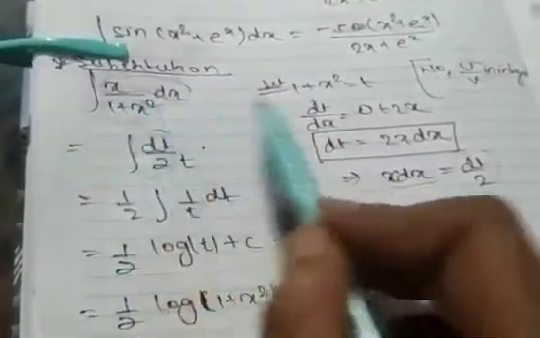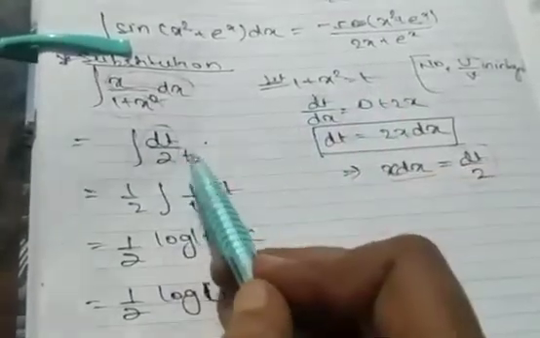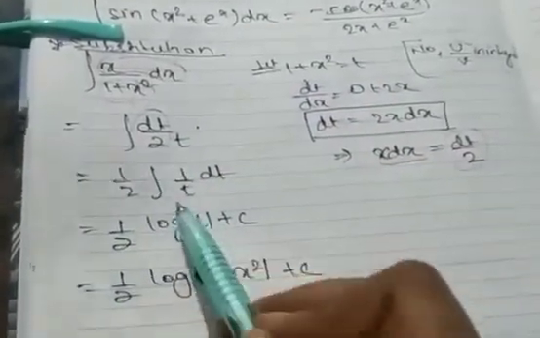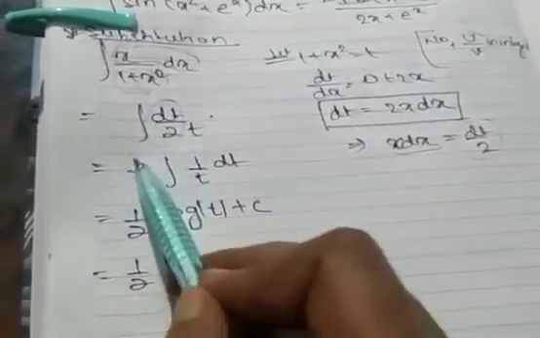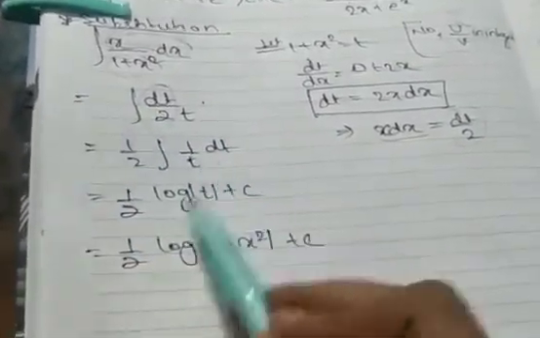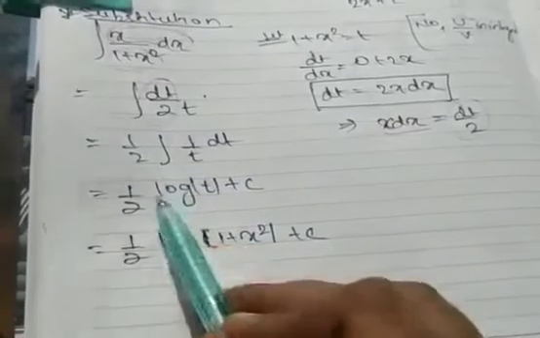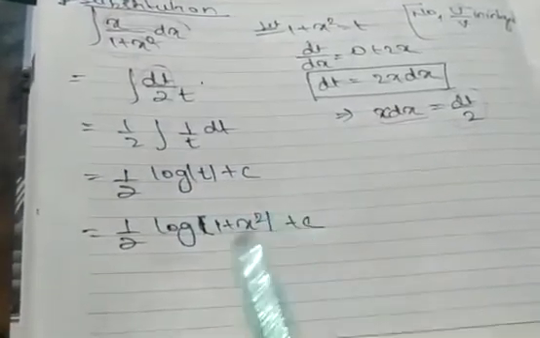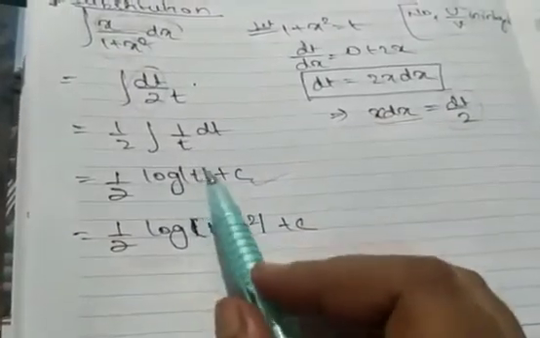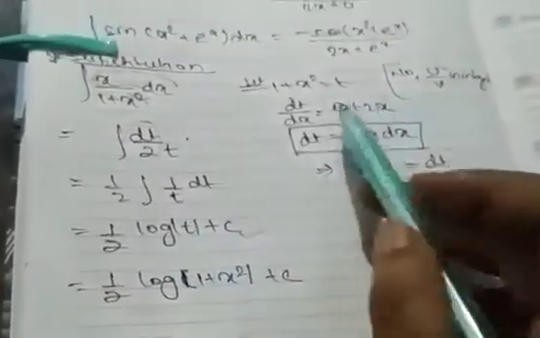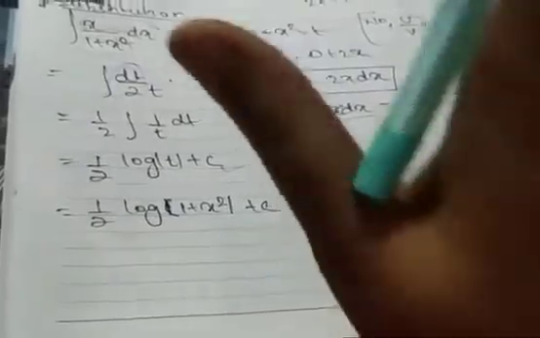And 1 plus x square I already assumed as t. So it is 1 by t dt, and this is 1 by 2. That is a constant, I can take it out. So the integral of 1 by t dt is log t, and half is as it is, plus c constant. Okay, once we have completed the integration, we'll put back the value of t, whatever we have assumed. So this is not that important.